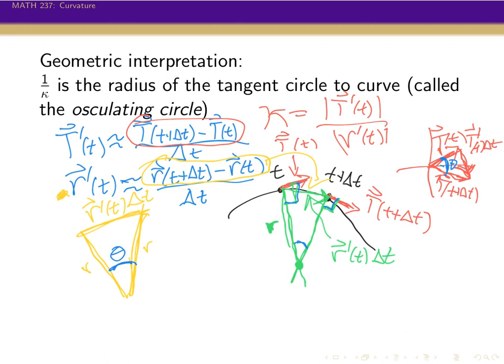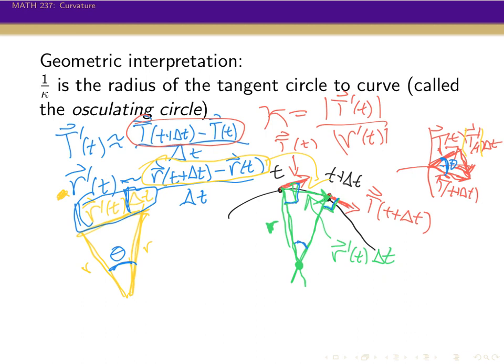Okay. If you don't believe me, you can go back to your high school geometry book and double check that it works. But it is true. So we have two similar triangles. The length of one triangle is r prime times delta t. Really, it should be the length of that. The length of the other side is the length of t prime times delta t, right?